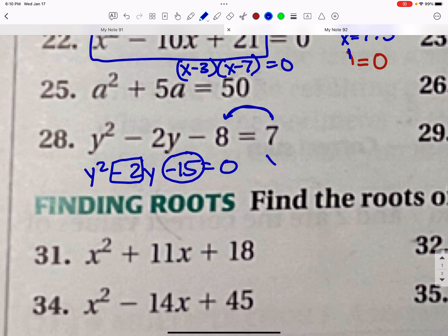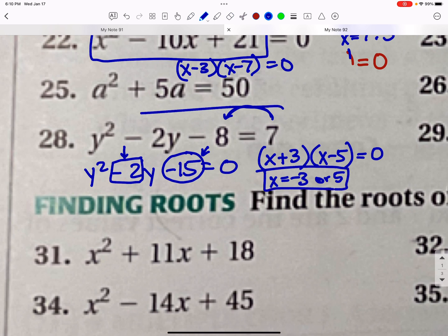So I know this is going to be x plus 3 times x minus 5, because negative 5 and positive 3 multiplied to negative 15, and the negative needed to win by 2. So the answers are when x equals negative 3 or 5. It's impossible to know that looking at this, but once you make it equal to 0 and you factor it, you know it has to be true.